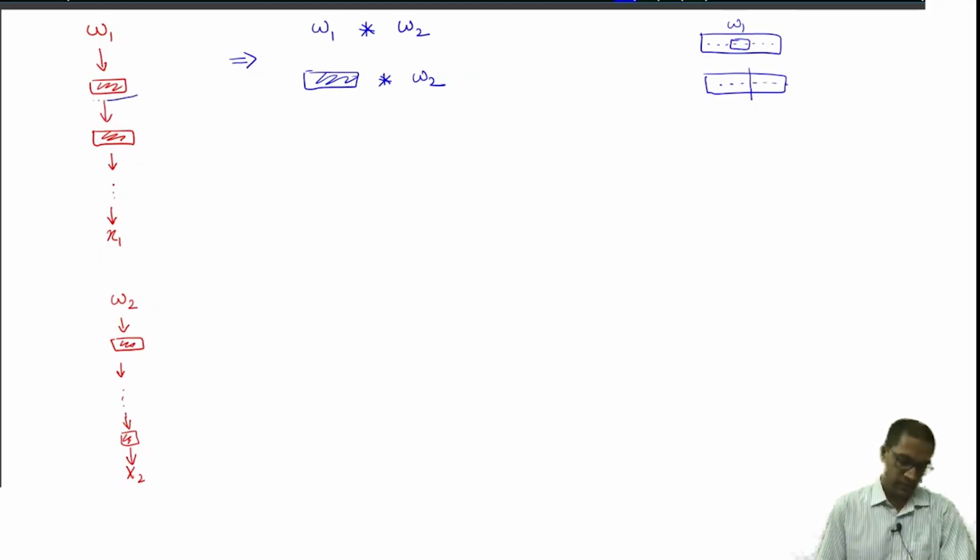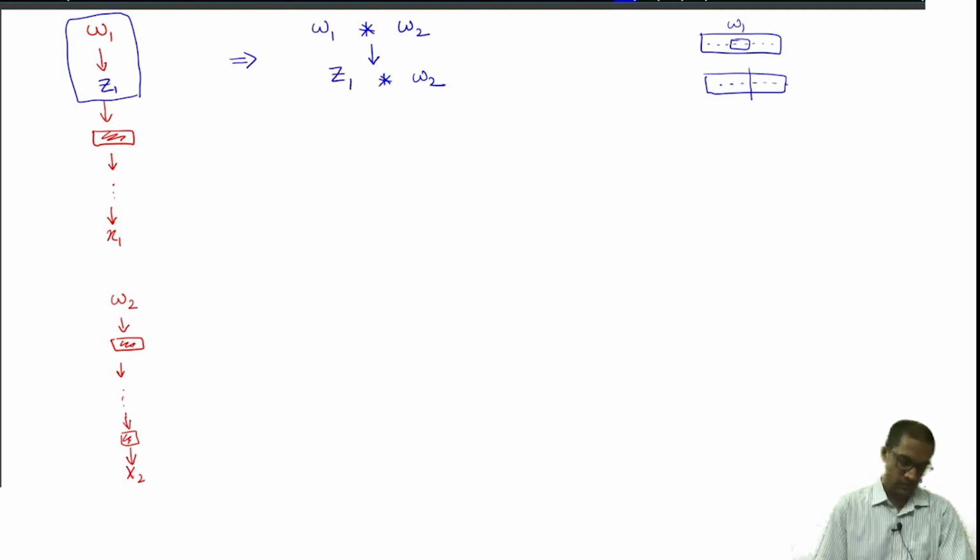Now if this second guy can be obtained from the first one by some basic rewriting rule, then it follows that W1 star W2 will lead to that word star W2. Okay, I can take the second guy and I do W2 to it. So maybe I should give this a name. So this intermediate step, suppose I call it Z1, that's my word.